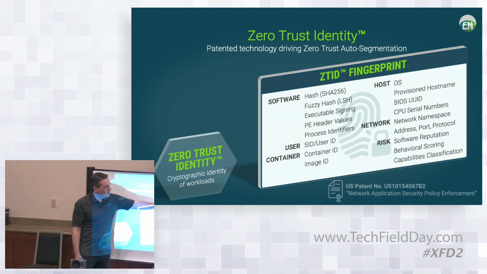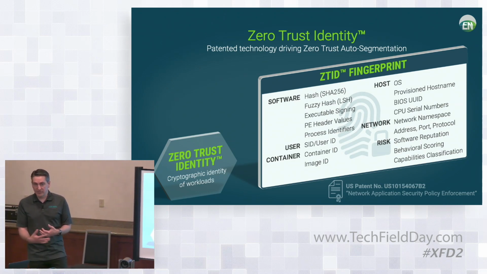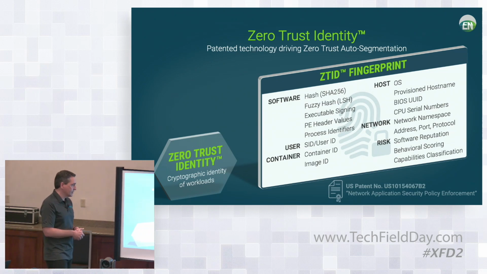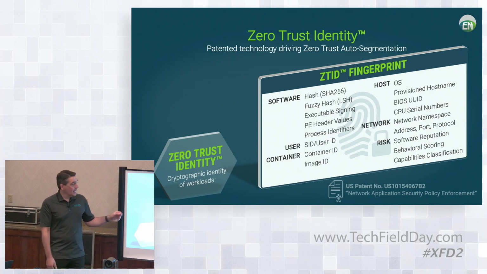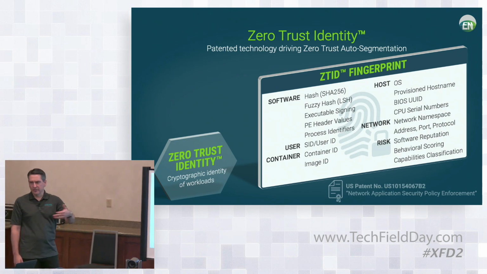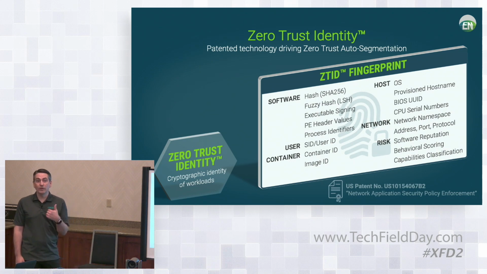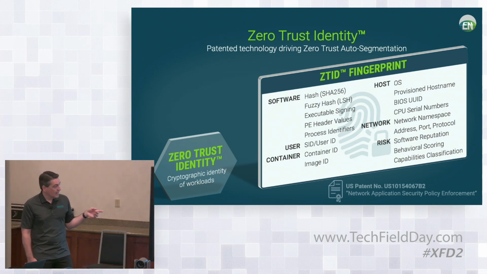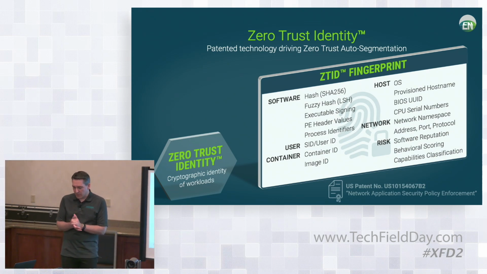And then on the host, we uniquely identify virtual infrastructure as well as physical hardware, of course, using those serial numbers of CPUs, UUIDs of BIOS, so on and so forth. We collect all of the network information for end-to-end communication paths as well. And then we run all of this identity information through, in this case, software reputation is VirusTotal. Then behavioral scoring is our own internal analysis by the ML engine. And then the last one, which is something that you've probably never heard of because we made it up, capabilities classification. So capabilities classification is kind of an interesting problem space.